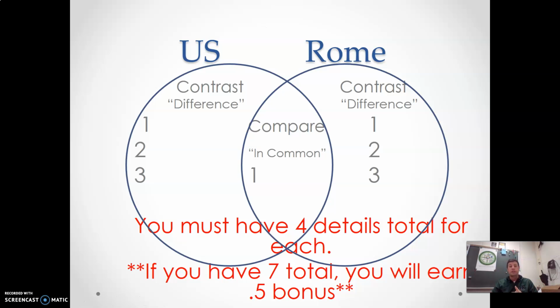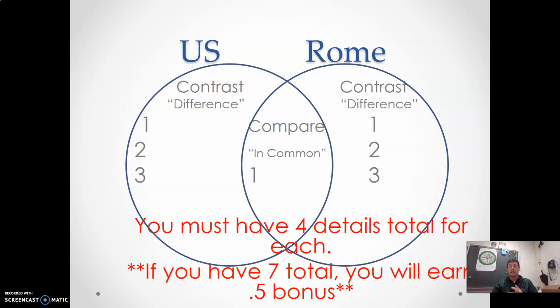A couple of points to keep in mind as you're doing these Venn diagrams. The differences should be what we call parallel differences. For example, if you are talking about the heads of state for the United States and the Roman Republic, you might put 1 president over here and then 2 consuls over here. That's a really simplistic example, but you should be able to match up the differences on both sides.